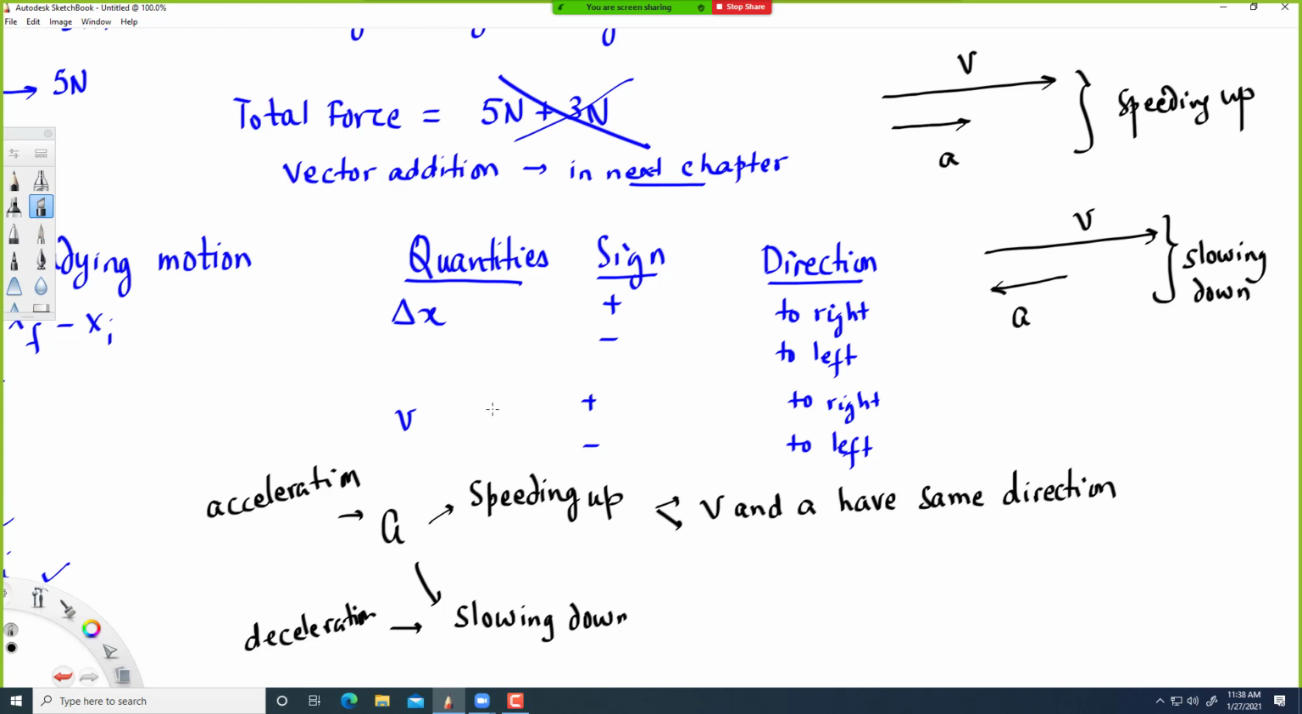Okay, so let's look at worksheet problem 1. Let's read the question. Those who are on Zoom, I should have posted this on Blackboard. I forgot to do that. So let me just read this question aloud if you are on Zoom, and then I will show you how to solve that.